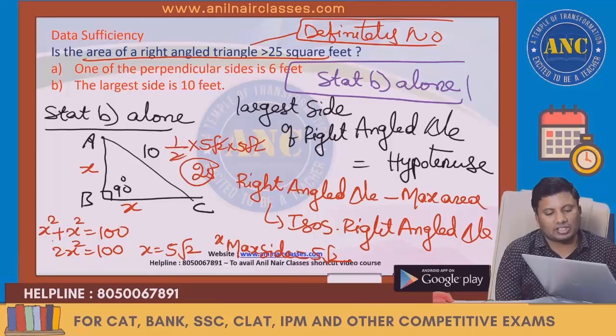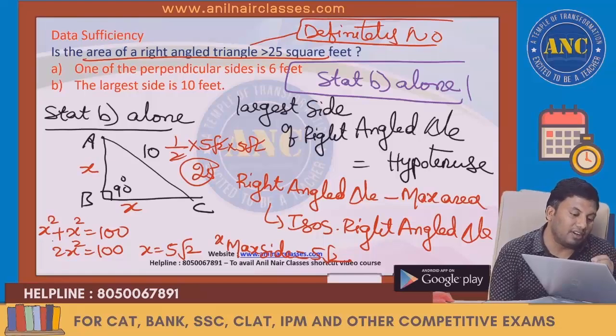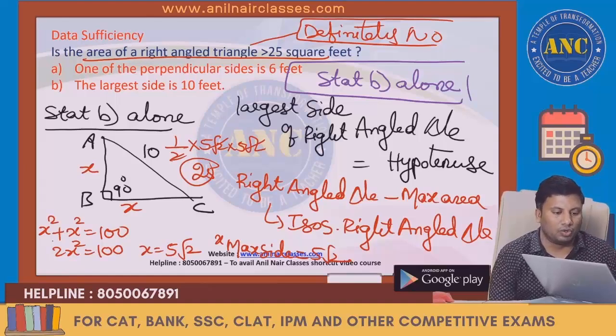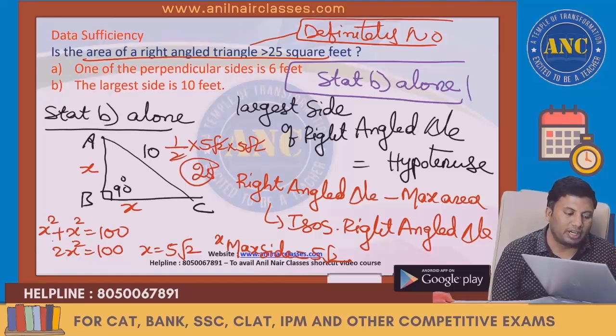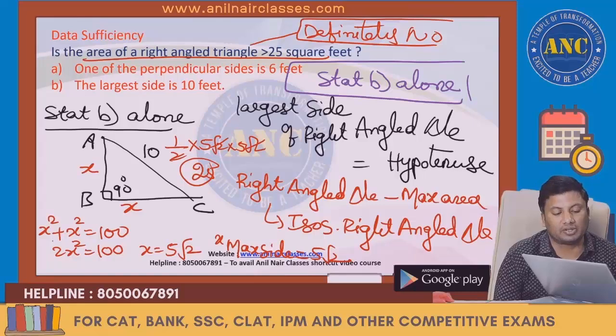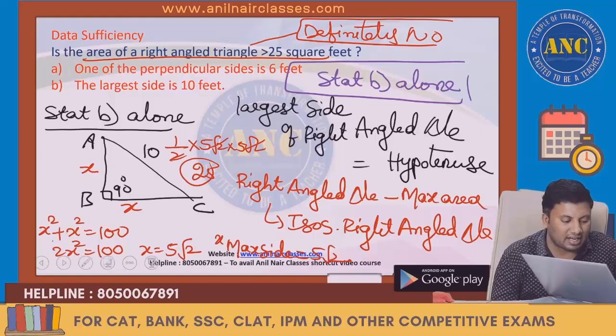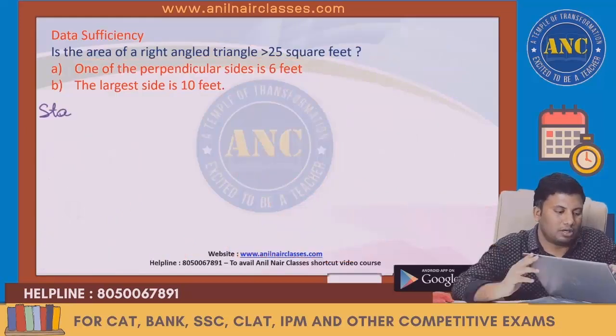Statement B alone. The largest side of a right angled triangle is nothing but the hypotenuse. Area will be maximum for an isosceles right angled triangle with sides x and x. x square plus x square is equivalent to 100. x will be 5 root 2 if the hypotenuse is 10. So the sides are 5 root 2, 5 root 2, and the maximum area itself will be 25. Can it be greater than 25? No. I hope the idea is clear because the video got stuck.